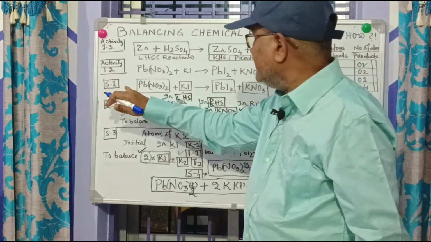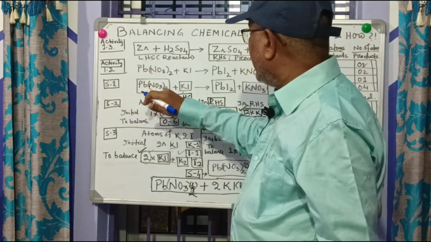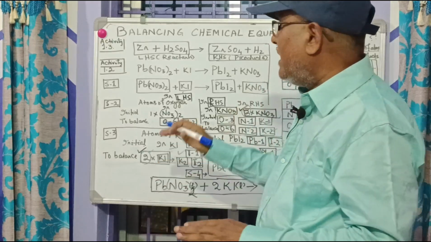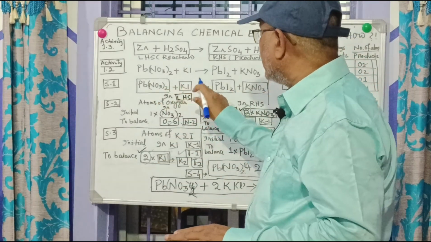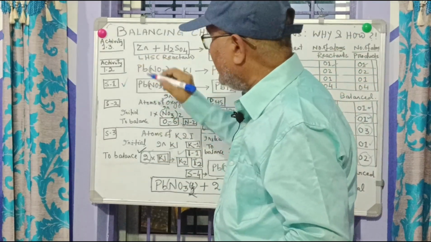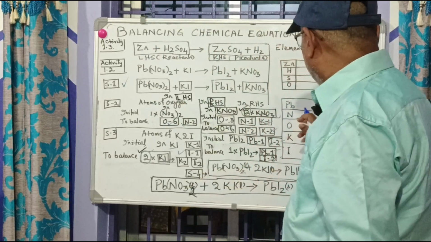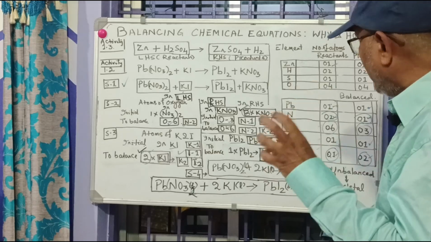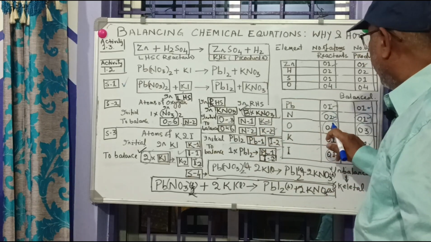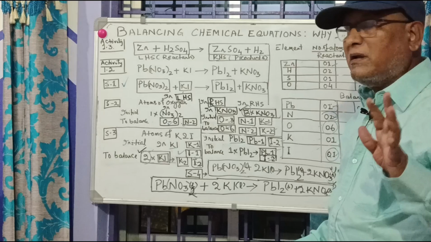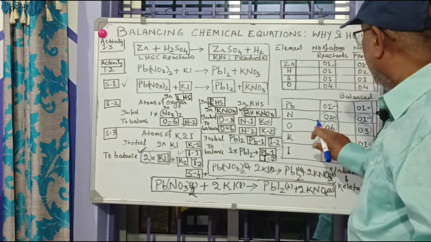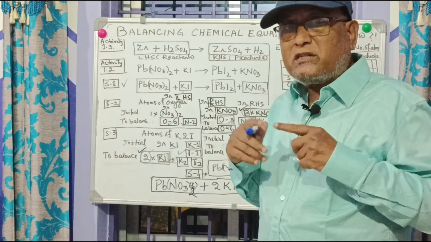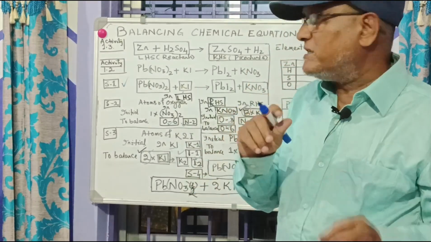So step 1, first write the reactants and products in rectangular boxes. This is step number 1. Then from the table, select which element has the maximum number of atoms. Now we find oxygen. First attack oxygen. So let us try to balance the oxygen atom first.